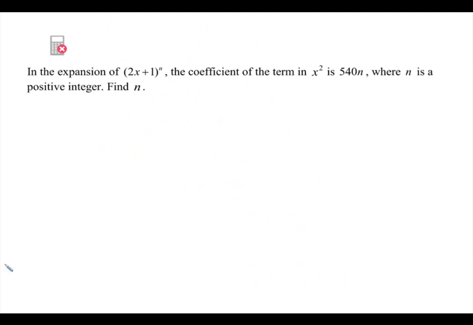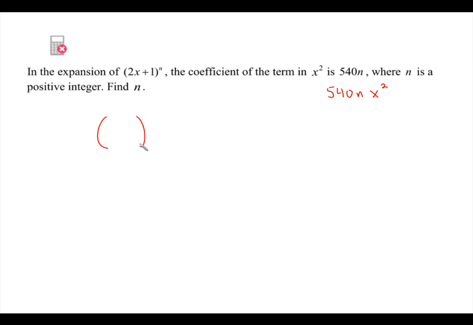All right, so let's take a look at this next binomial theorem question. This one's a non-GDC question, so you can't use a calculator for this one. The question says we have 2x plus 1 raised to the n power, and the coefficient of the term x squared is 540n. So basically 540 times n would be the coefficient of x squared if we were to expand this out, and we need to find the value of n, where n is a positive integer, okay?